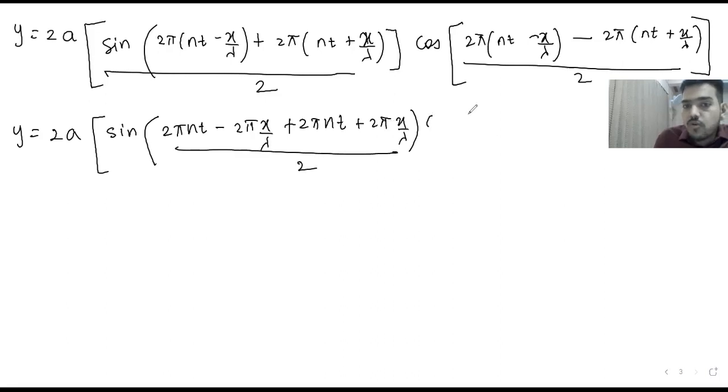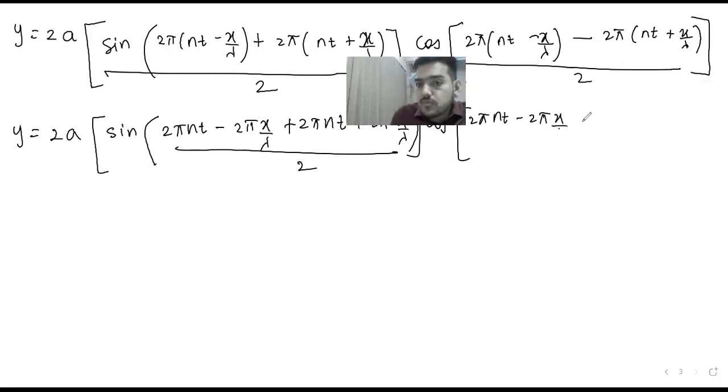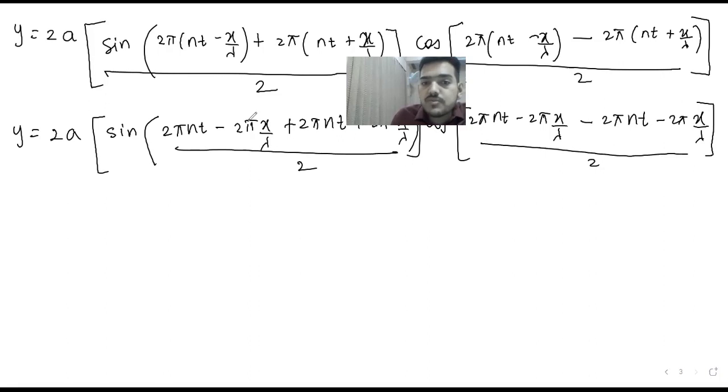What will be the value of cos here? Just pay attention. This was the value of sine. Now cos of 2πnt minus 2πx/λ, minus 2πnt minus 2πx/λ. That minus sign will be considered here, upon 2. Now which are the similar terms which are getting cancelled out? Here this term is getting cancelled out. Here this term is getting cancelled out. So let's see what we are getting further.